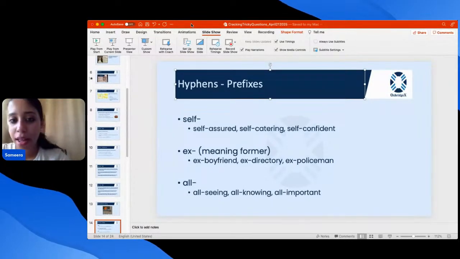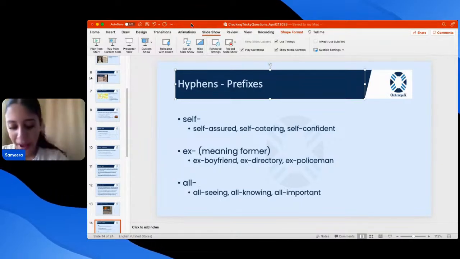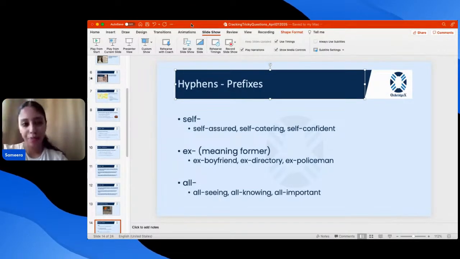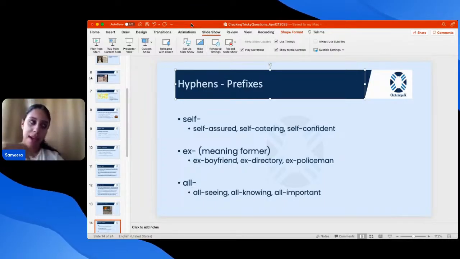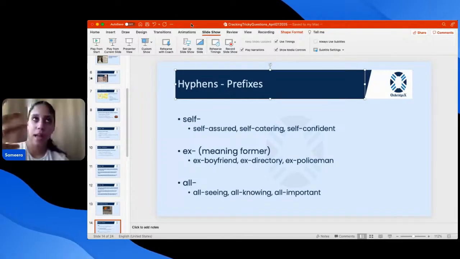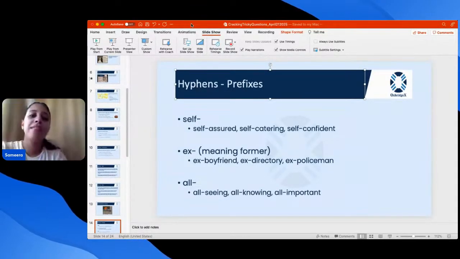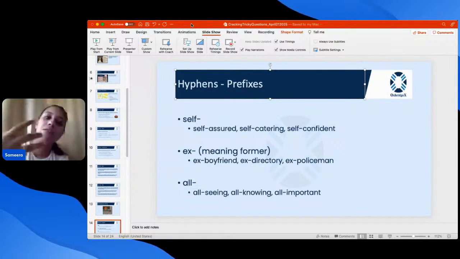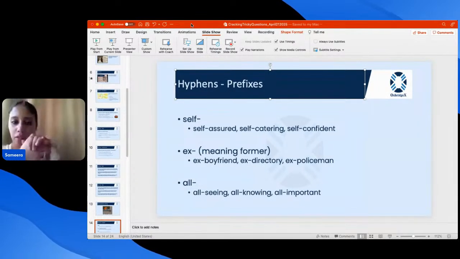To clarify meaning, right? So if I'm having self, what does self mean? It means to do something on your own, right? Having your own, right? Yourself is something personal to you, right? So if I have self-assured, self-catering, and self-confident, how does that change the meaning of the words assured, catering, and confident, right?